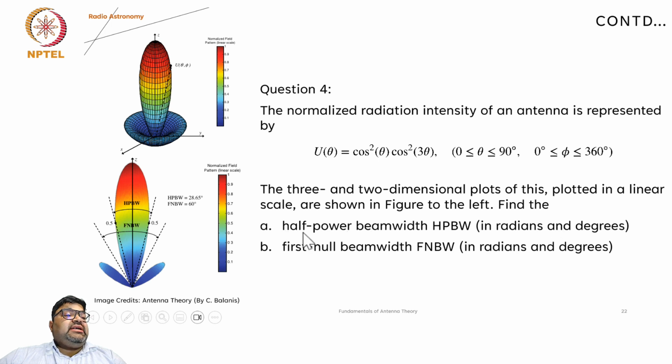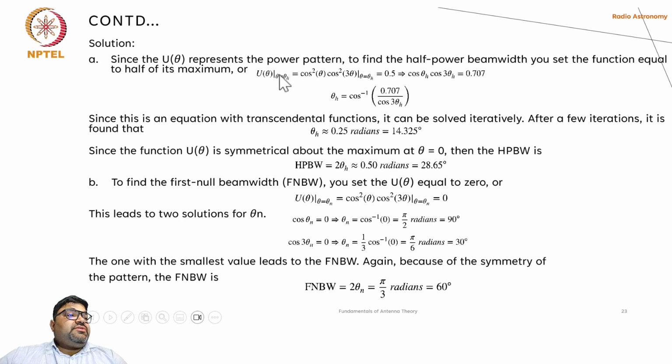Please calculate the half power beam width in radians and degrees, and the first null beam width, FNBW, in radians and degrees. Okay. So U(θ) is given, and you calculate HPBW and FNBW. From U(θ), which represents the power pattern, to find the half power beam width you set the function equal to half of its maximum value, and you finally find θh.